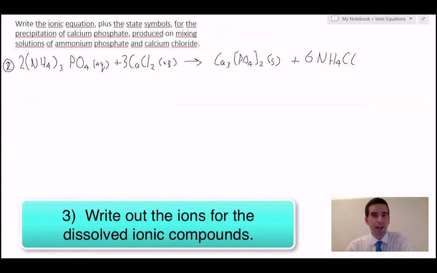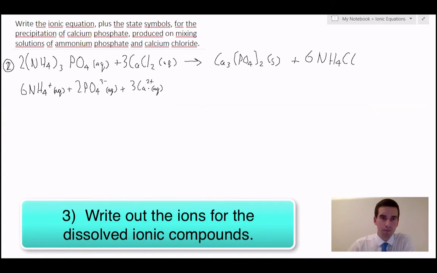and that is to write the ions separately for each of the dissolved ionic substances. So we start with the ammonium phosphate. 6 ammonium ions plus 2 phosphate ions. We then go on to the calcium chloride. So we have 3 calcium ions plus 6 chloride ions. Now the calcium phosphate is a solid. So even though it's an ionic solid, we don't write the ions separately. So we leave it exactly as it is.